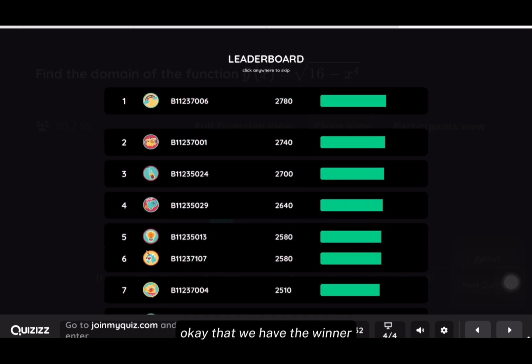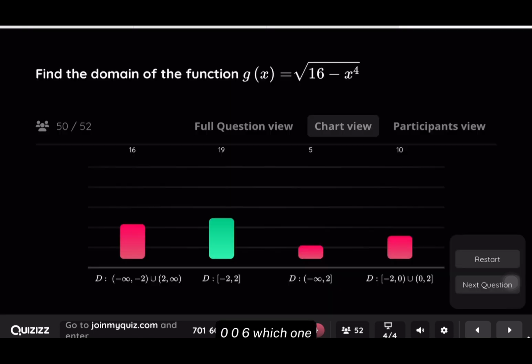Okay, we have the winner. GDAP student 006. Which one? Can I know which one? 006 GDAP, I think. Okay, I think that's all, and I will consider this quiz also as attendance. So see you next week. What if I wrote my name differently? What is it? I wrote Vietnam. Okay.